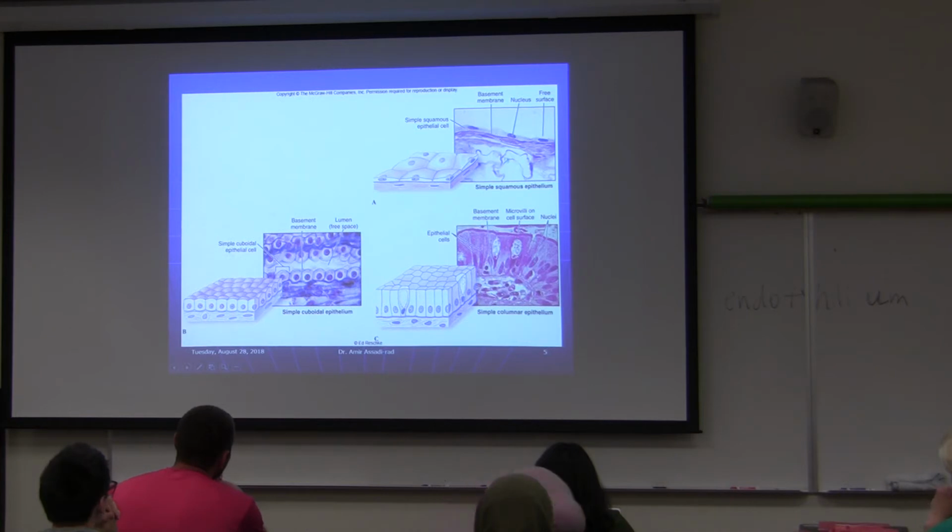They're attached to a connective tissue underneath. Okay, and then this is a lumen, the opening in between, so it is one layer. So you would know this is one layer, not more than one.